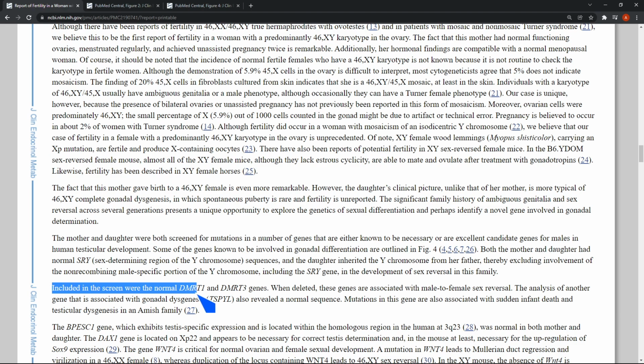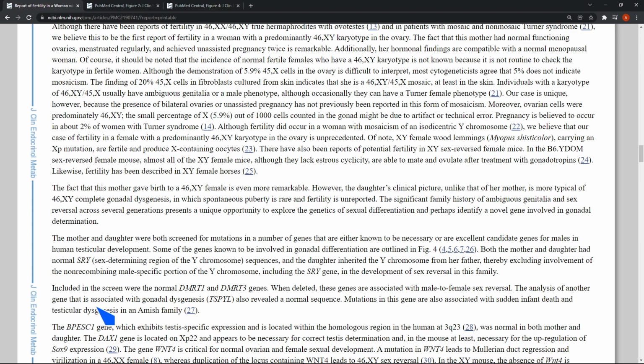So included in the screen were these normal genes. When deleted, these genes are associated with male to female sex reversal. So when these genes aren't there, we've seen in probably mice studies or maybe even human studies, I don't know, I haven't read the papers yet, that there's male to female sex reversal. So if you had a phenotypic woman presenting with an XY karyotype, you would look immediately for these genes. Are they deleted? They were not deleted in these two women.